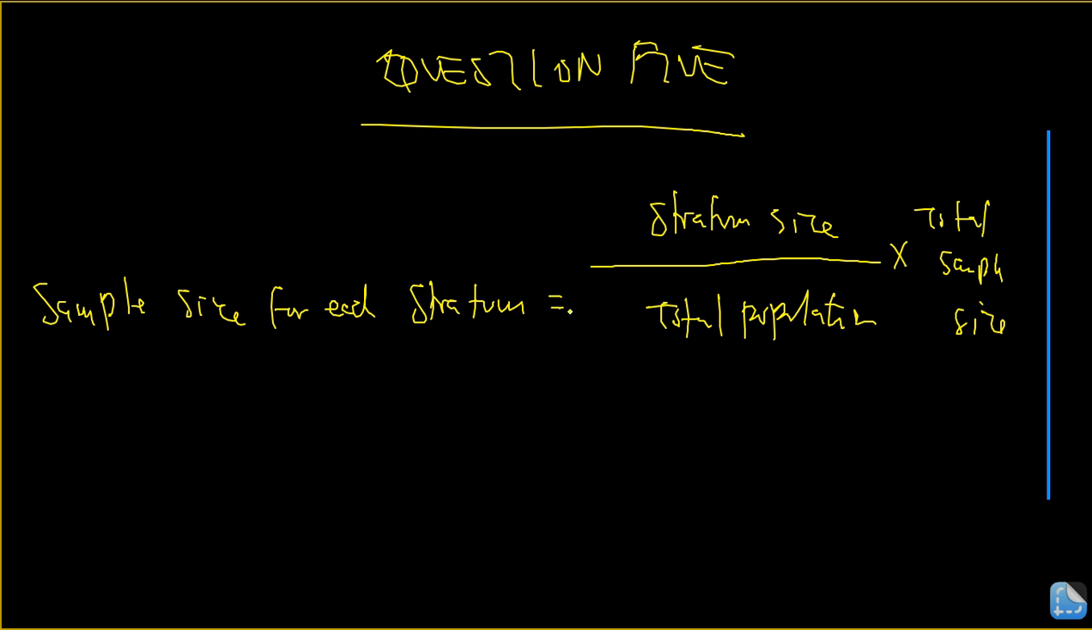Okay, so the question is saying how many from each category should be included in a stratified random sampling of 20. So the question is asking us, what sample size from each stratum must we include in our study? This is the formula you use. It is the stratum size, or the department size, divided by the population for that entire school or the entire company organization, times the total sample size that you want.